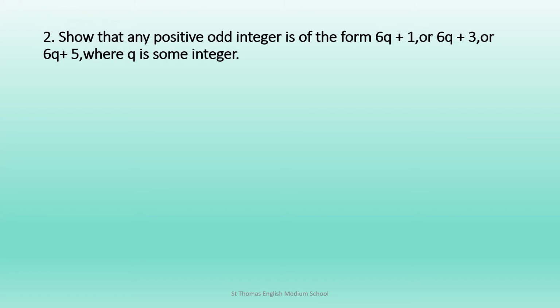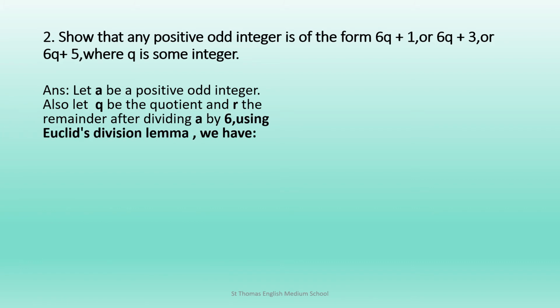Moving to question number 2, show that any positive odd integer is of the form 6q plus 1 or 6q plus 3 or 6q plus 5, where q is some integer. Here you have to prove odd integers are of the form 6q plus 1, 6q plus 3 or 6q plus 5. For that, let a be a positive odd integer and let q be the quotient and r be the remainder when you are dividing a by 6. Then by using Euclid's lemma, we have a equal to 6q plus r, where 0 less than or equal to r less than 6.